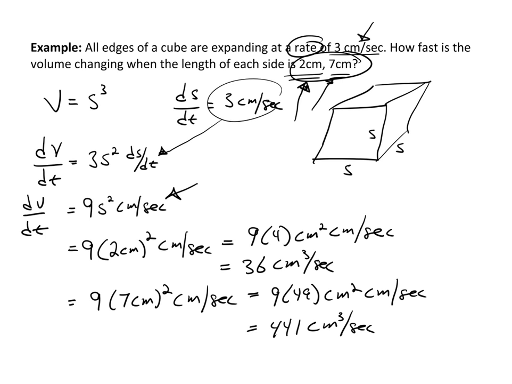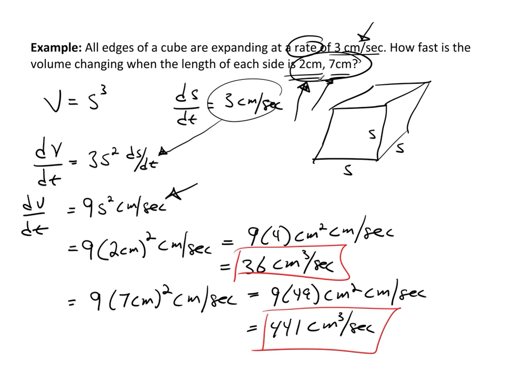So the rate of change in volume when the length is 2 centimeters is 36 cubic centimeters per second, and when the length is 7 centimeters, it's way up here at 441, which makes sense because the volume is much bigger to begin with. So the rates of change are different at different times.